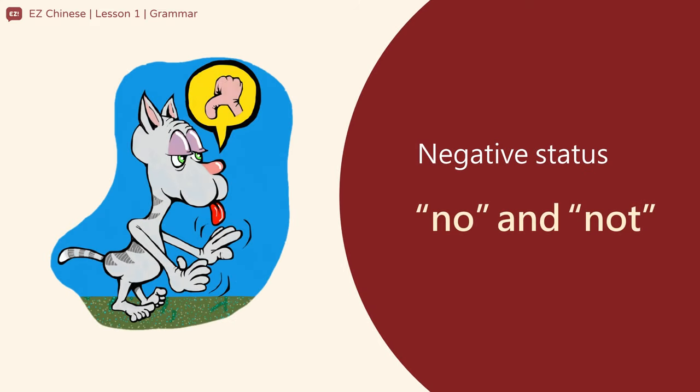No and not. 不 is an adverb meaning no, not. These words are placed in front of verbs and adjectives to indicate the negative state of an action or status.